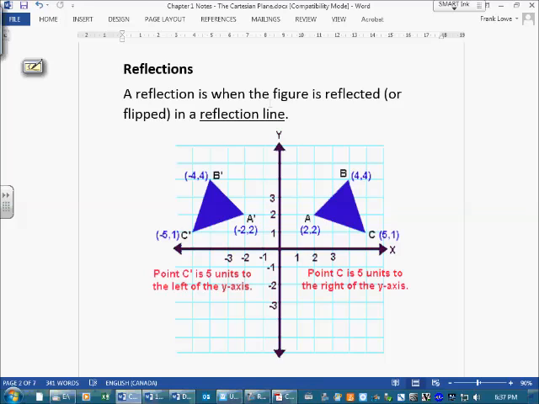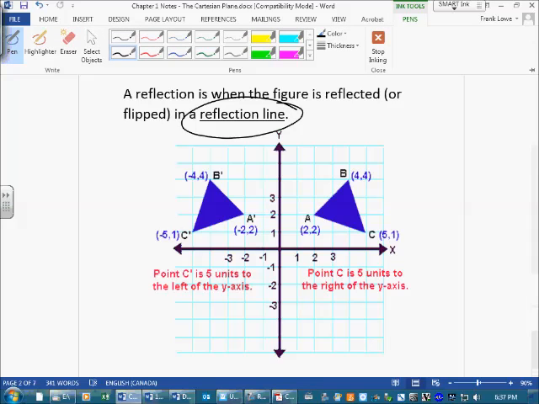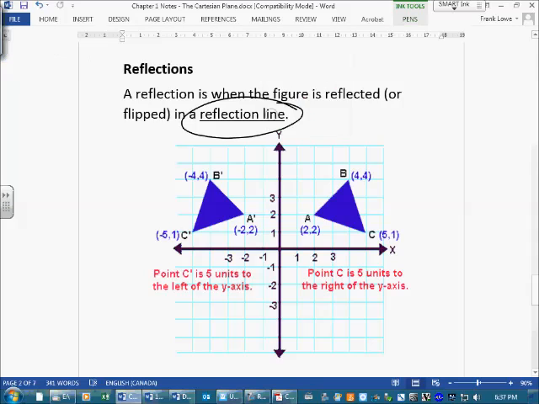This is something that we really need to be aware of here. In this diagram, I'm going to ask you a question first. This has to do with primes. Which one of these figures, ABC or ABC prime, is the original figure? That's right, ABC is the original figure. ABC prime is the reflected image.